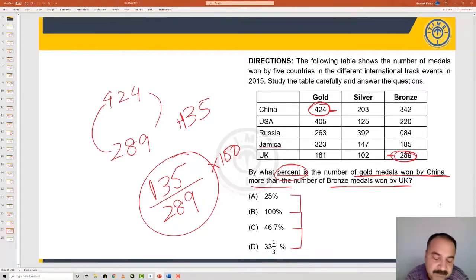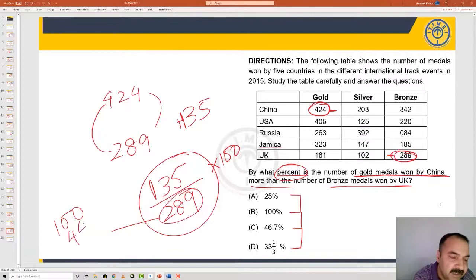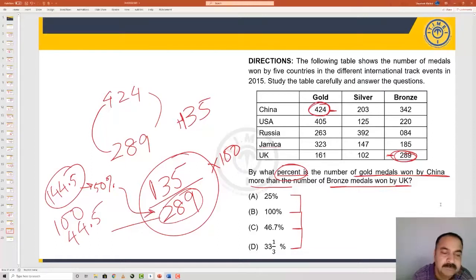So we'll look at what this would mean. What is going to be 50% of 289? 200's half is 100 and the half of 90 is 45. So half of 89 will be 44.5. So 144.5 would have been 50% of 289 and this number is 135. So my answer has to be less than 50% but close to it.